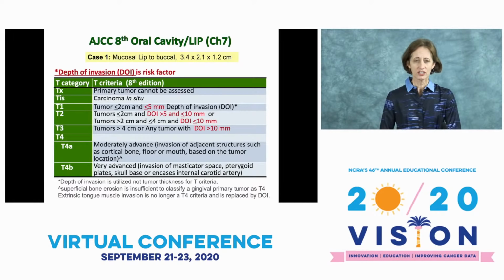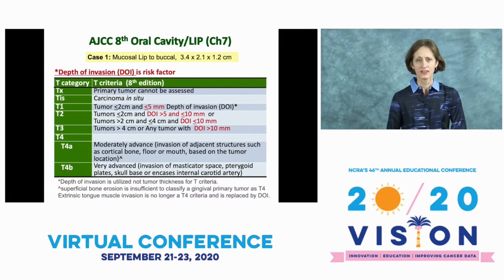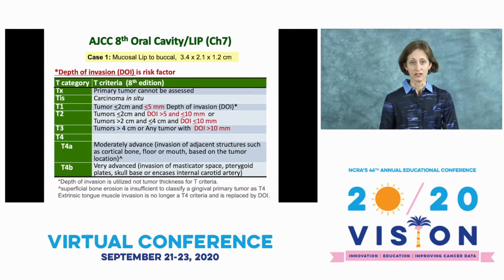So I'll refer to the chapters in the head and neck by name as well as the number, and I think sometimes that's helpful because they added quite a few different chapters for head and neck in the 8th edition. So here we can look at the T category for the oral chapter called oral cavity and lip. And again, when we refer to lip here, we're talking about mucosal lip. And the big change that occurred in the 8th edition is that the depth of invasion is also included as a risk factor, which could increase the T.